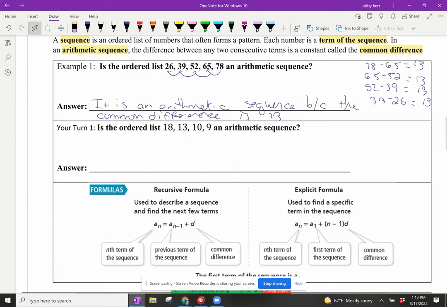So then for your turn, you would do the same thing. 9 minus 10 is negative 1. But look what happens. 10 minus 13 is negative 3. Negative 13 minus 18 is negative 5. So right away we know that this is not an arithmetic sequence. So no, because there is no common difference.